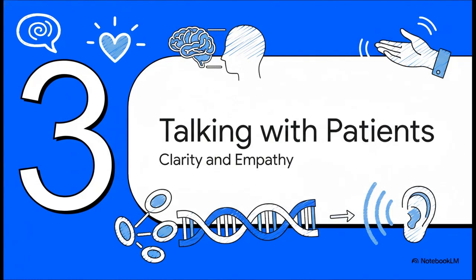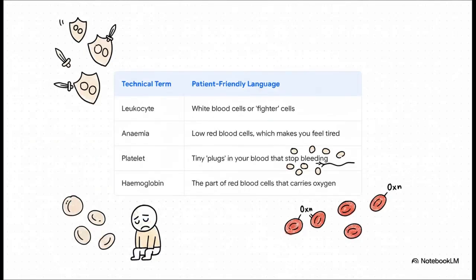Great work. Now that we have the technical terms down, let's focus on what might be the most important part, patient communication. This is where we learn to translate all our knowledge into language that is clear, simple, and of course, empathetic. This is where the magic really happens. Look at these simple ways we can bridge the gap. Instead of saying leukocyte, we say white blood cell. And you can even add a simple analogy, like these are your fighter cells.